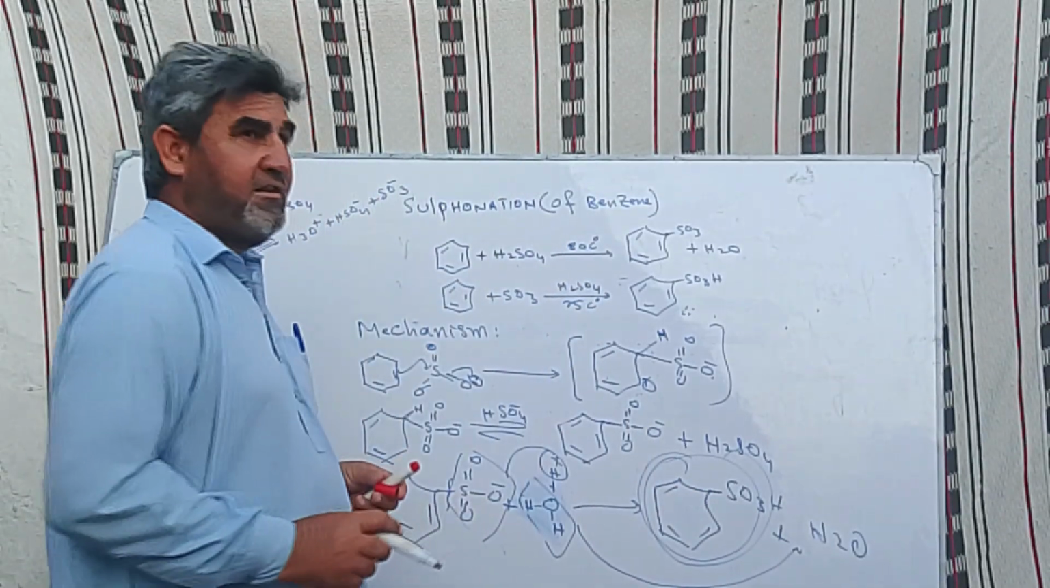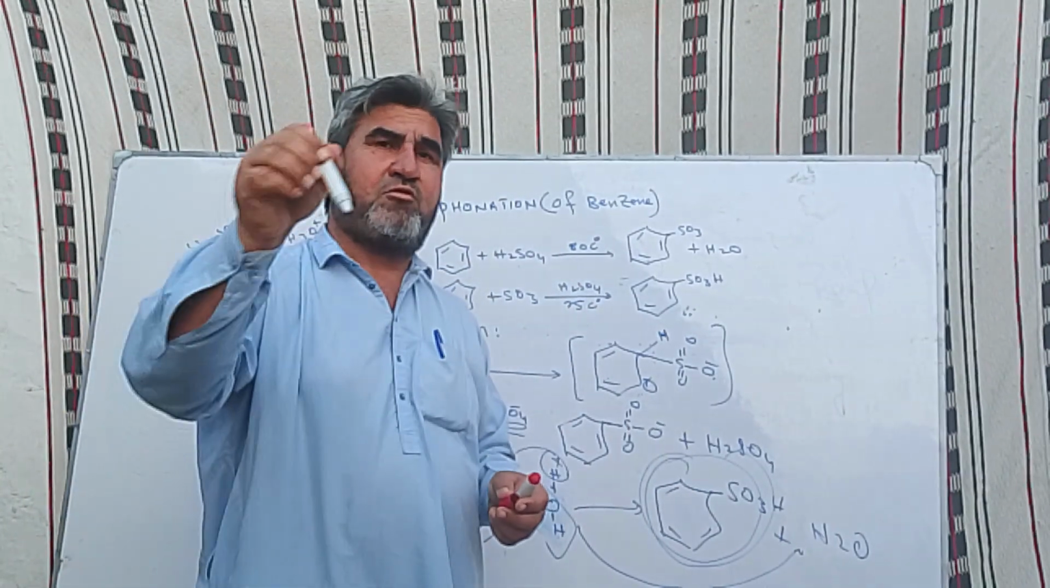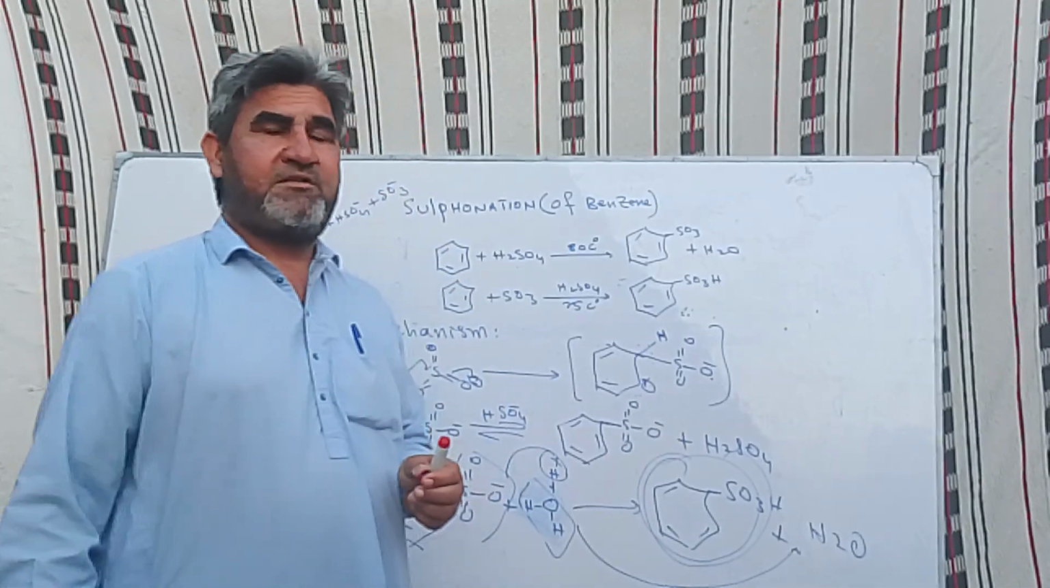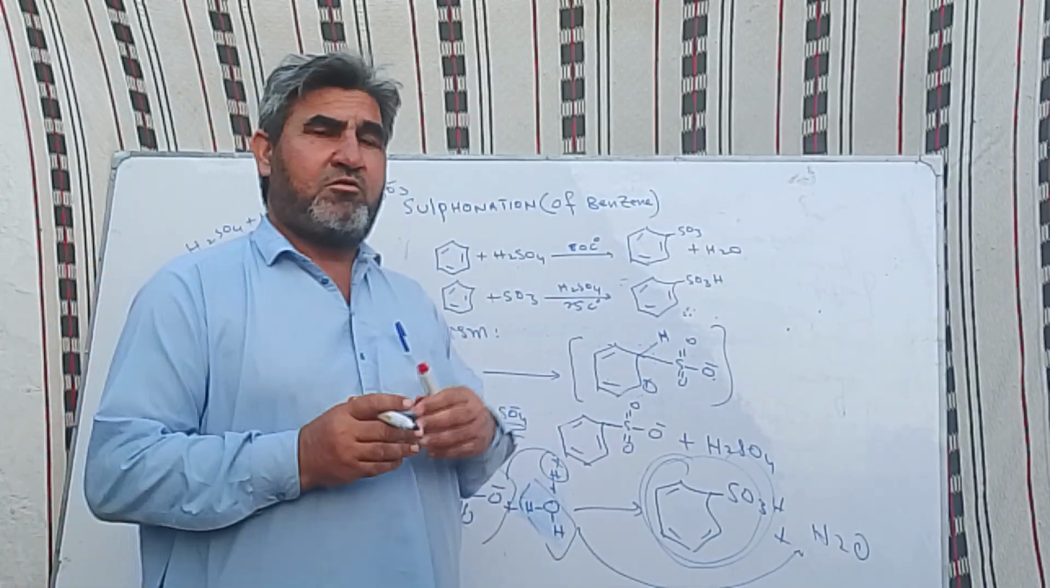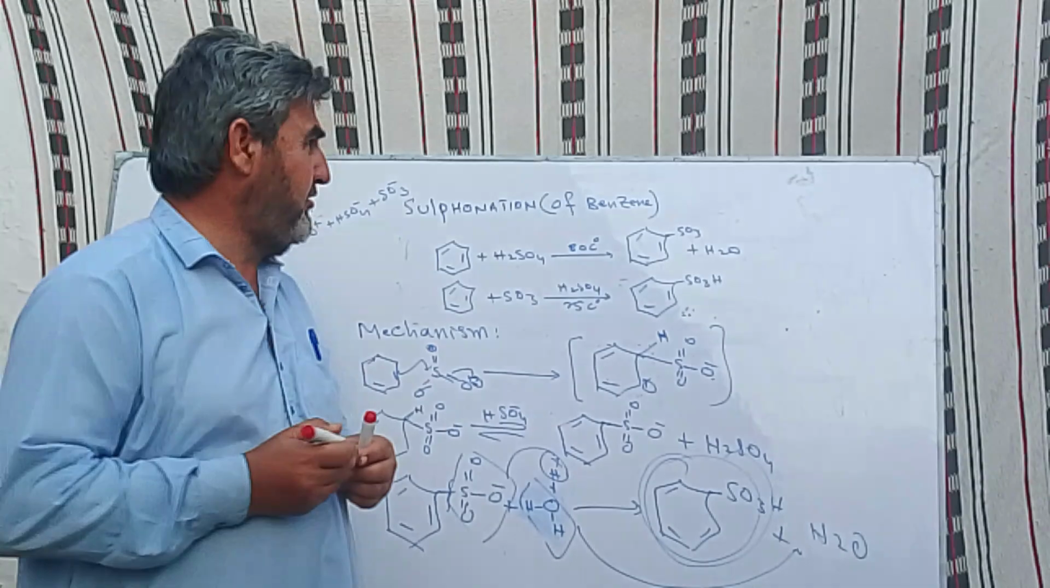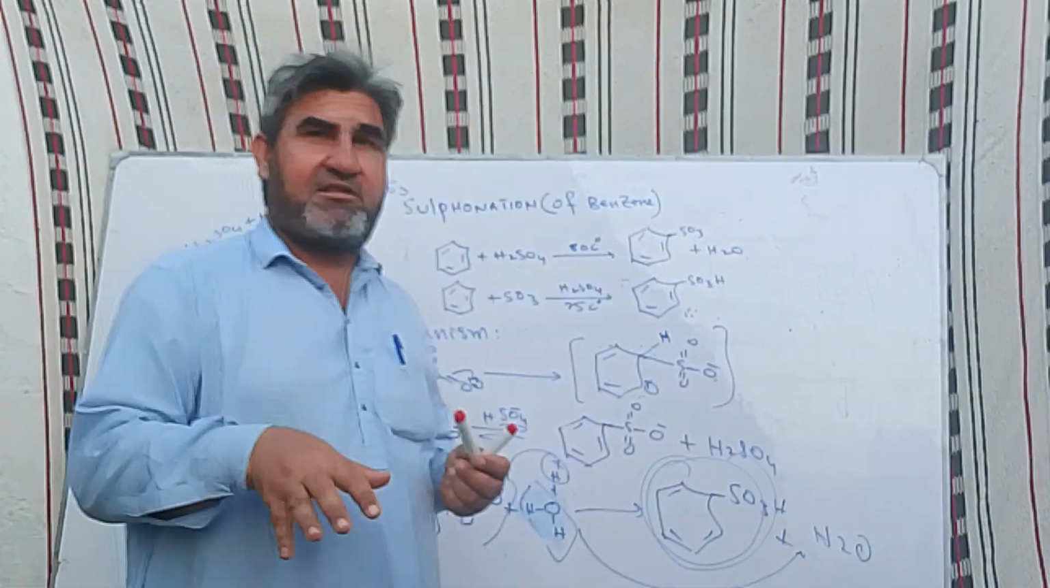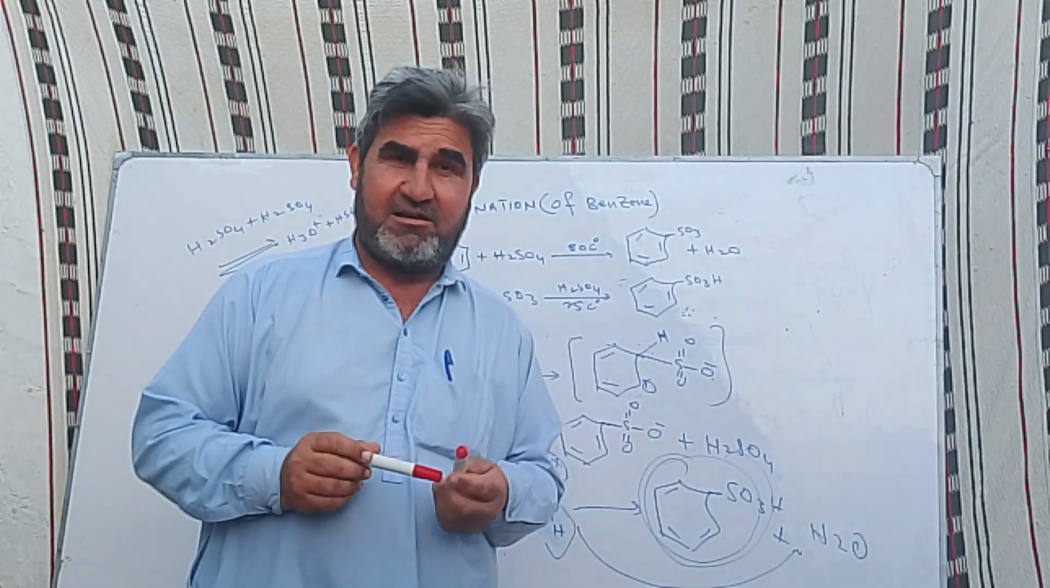So what is the definition of the sulfonation of benzene? It is the introduction of a sulfonic group to the benzene ring. So that's all about the sulfonation of benzene. If you have any question regarding this mechanism, you can ask. Thank you.